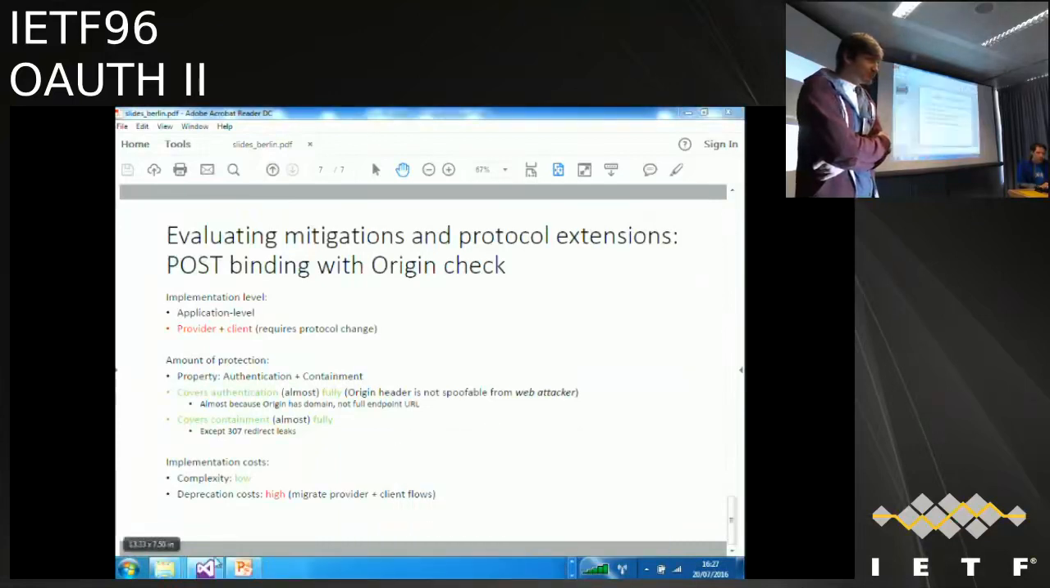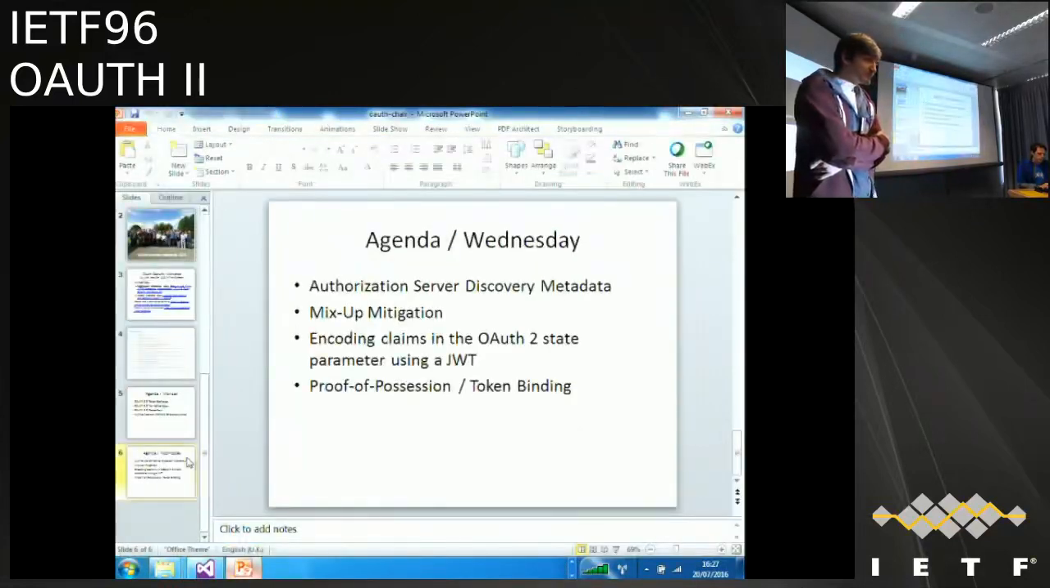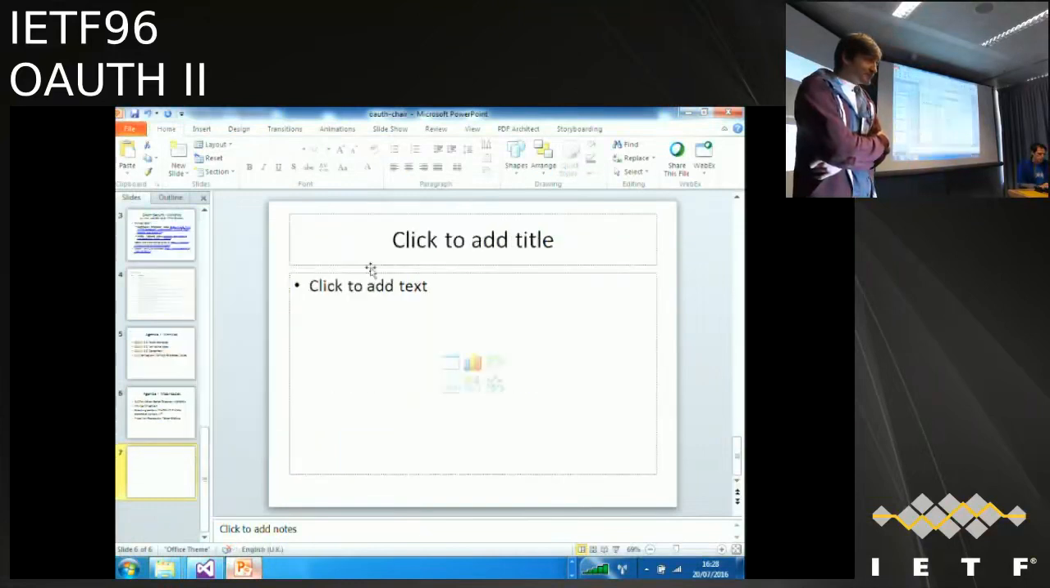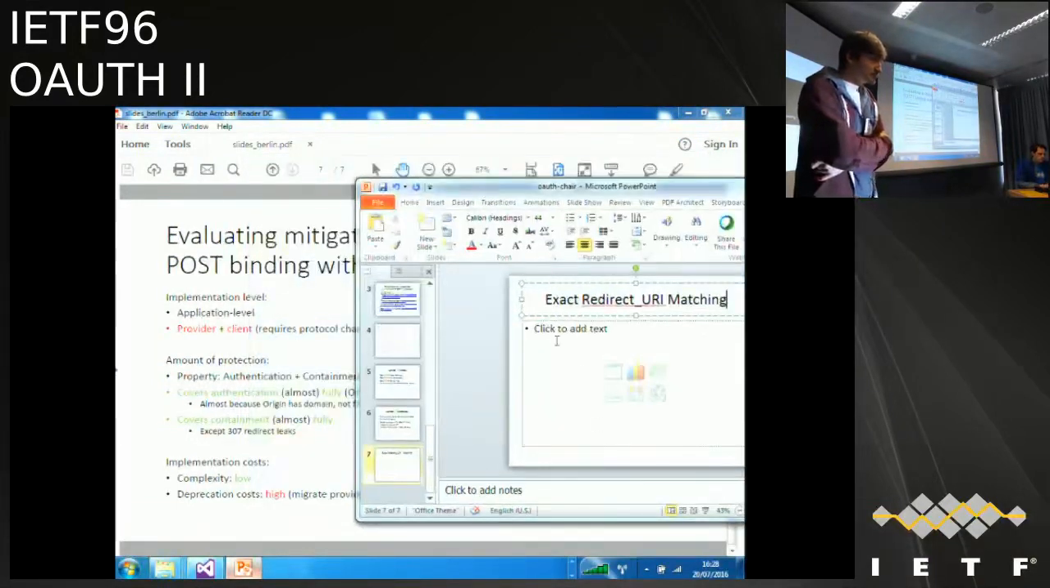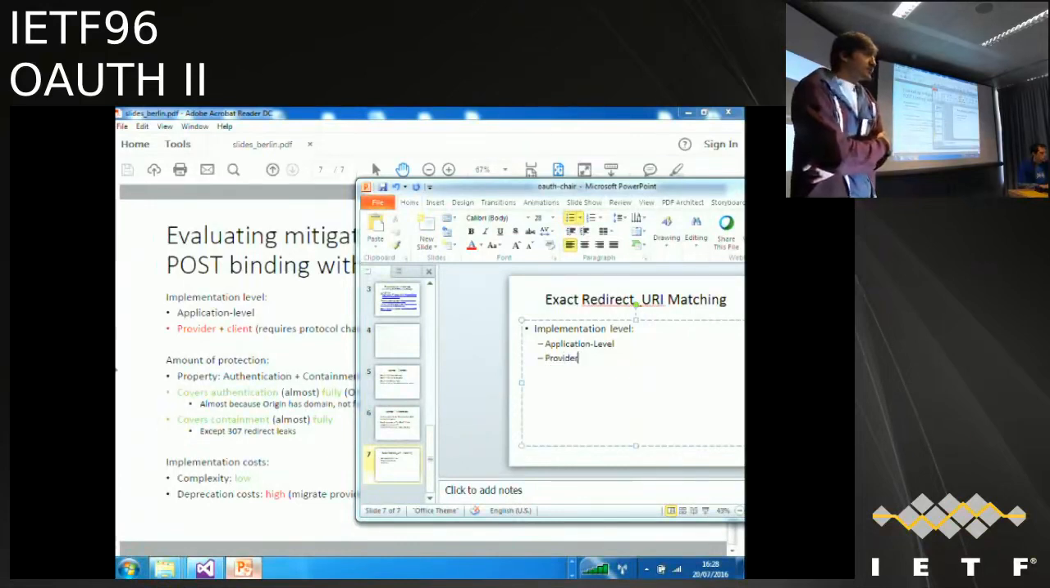So let's write this down as well. I'm in no way saying that exact redirect URI matching is a bad thing. I always recommended it, but it is a breaking change for some servers. William Dennis: I'm just pointing out that both require server changes.